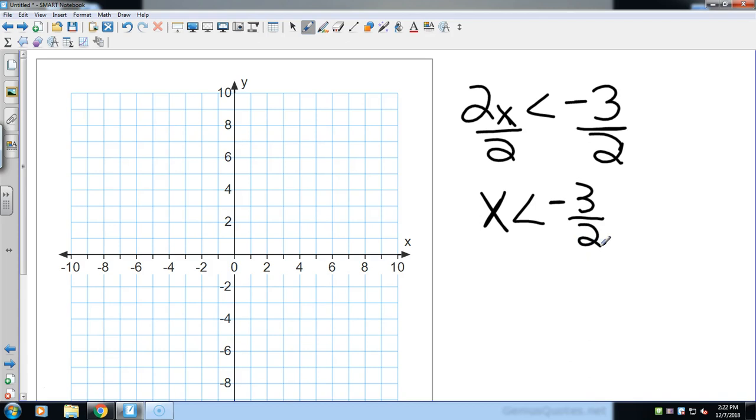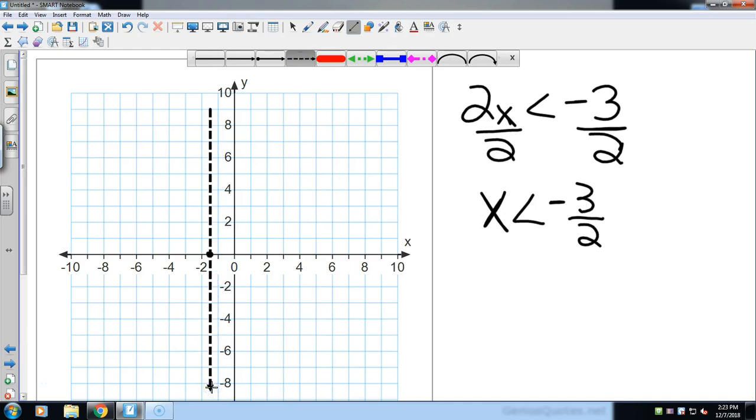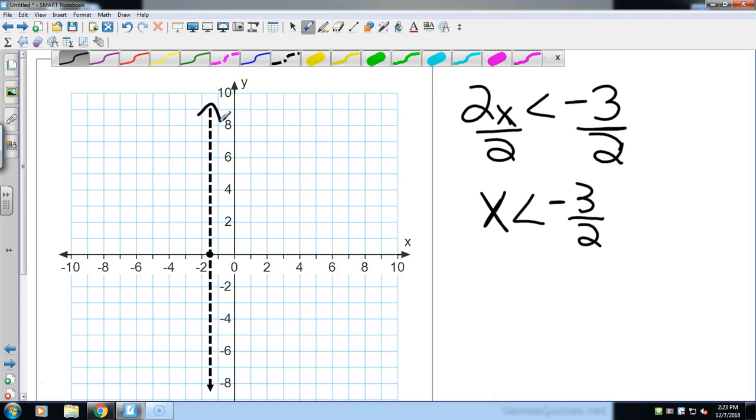So I go on my x-axis to where x is negative 1 1/2, and I put a point. And because this is less than, it does not have an equal to, that tells me that I have a dashed line. Now the question is, where do I shade it? Think of a number line. Which way is going to be less than? Less than is always going to be to the left. And I won't color in the whole thing this time.